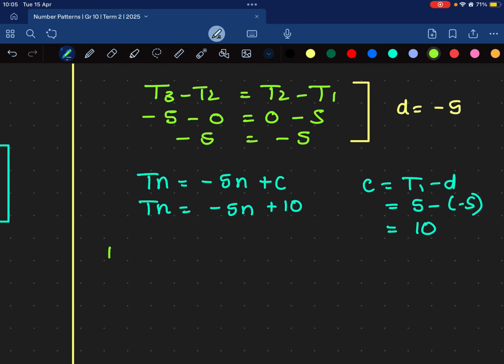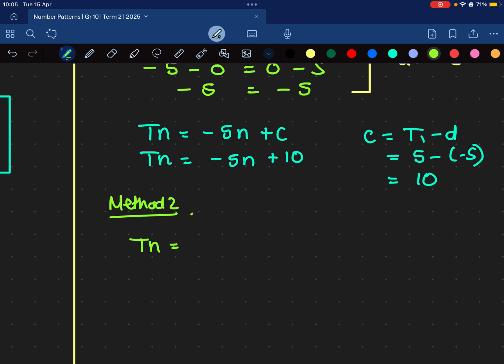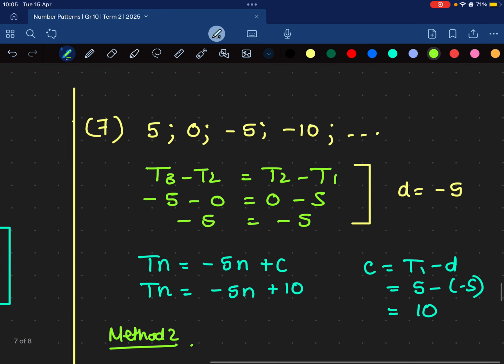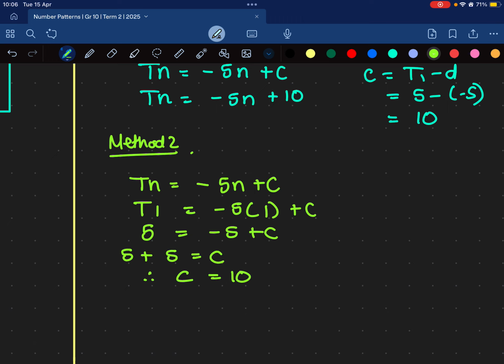Okay, the alternative method would be to say, well, Tn is equal to negative 5n plus c. T1 would equal negative 5 times 1 plus c. But we know that T1 is actually 5. So 5 is equal to negative 5 plus c. So then you take the negative 5 to the other side, it will become 5 plus 5 is equal to c. So therefore c is just 10. Okay, both methods would work.